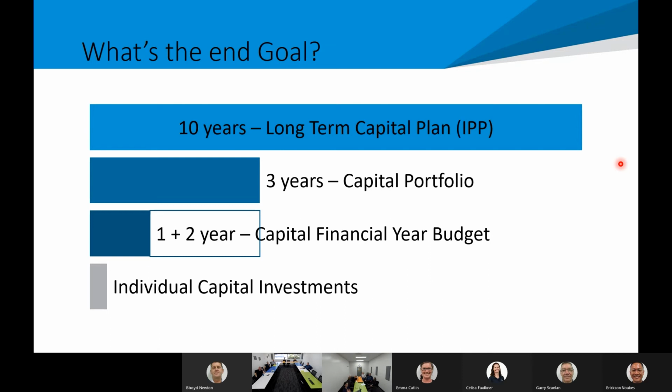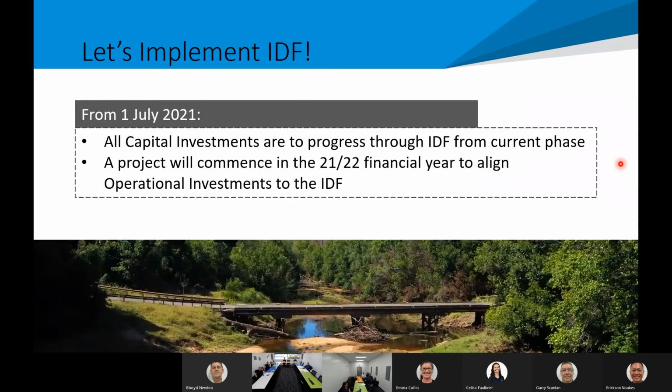So that picture there, we've talked about it for a long time, and I think it was good for me certainly to bring it all together. How is this whole picture coming together? Righto, so let's implement IDF. That's where we're at right now.